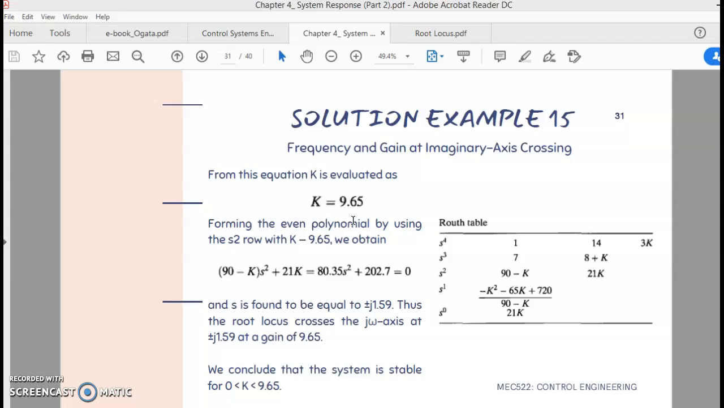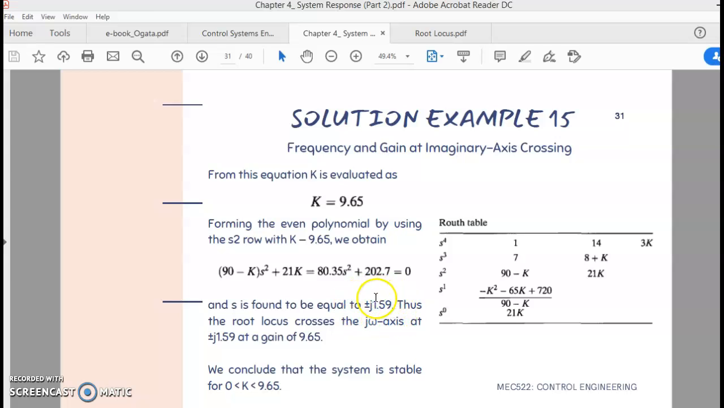And then when you get the value for k, you substitute it in this second row. So 90 minus k s power of 2 plus 21k, and then you just put the value of k here, and you can get 80.35 s power of 2 plus 202.7 equals 0. And then from here you need to find the s. After you calculate this one, you get s1, s2 equal plus minus j 1.59.